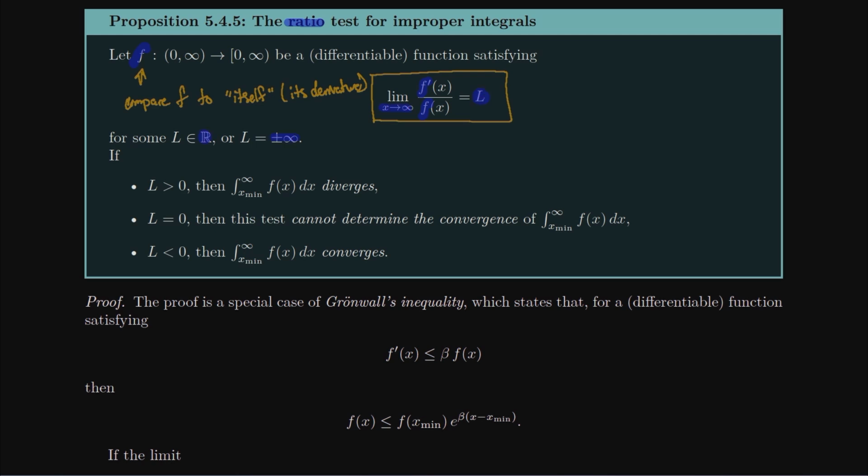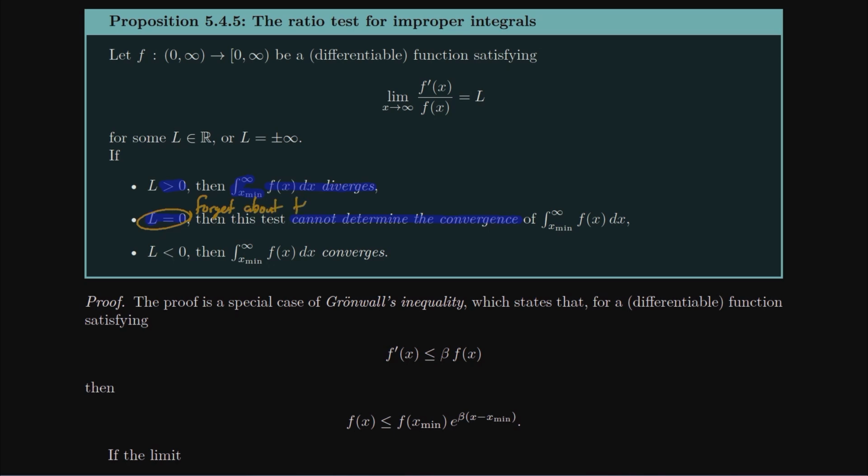Now, L could be a real number. It could also achieve the values plus or minus infinity. We're going to treat positive infinity as a positive number and negative infinity as a negative number. But if we can compute the limit of f prime divided by f, and we get some finite number out of that, and we ask the question, is that number positive, then we can actually say that the improper integral out at infinity diverges. If that number happened to be 0, then we unfortunately cannot use this test, so just forget about the test and try something else. And in the case that we actually get a negative number, then we know that this integral converges.